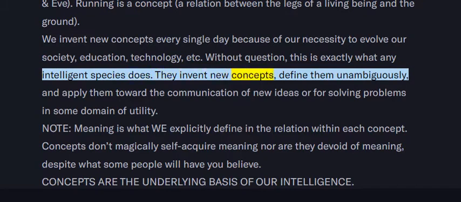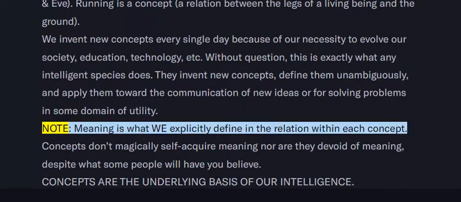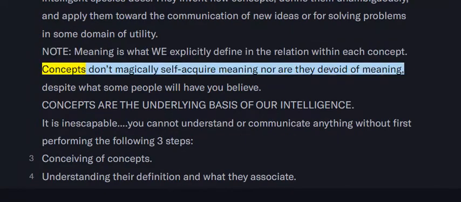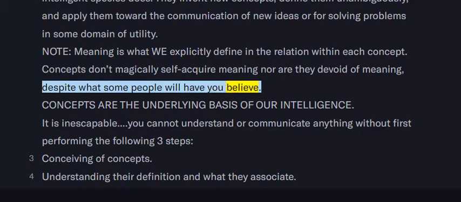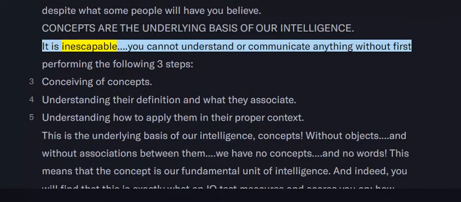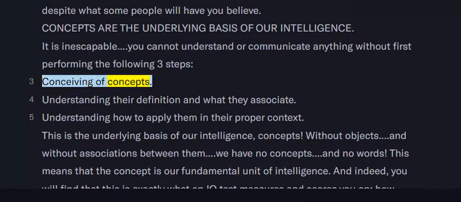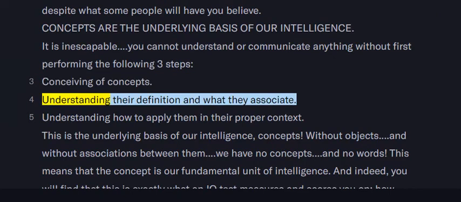They invent new concepts, define them unambiguously, and apply them toward the communication of new ideas or for solving problems in some domain of utility. Note, meaning is what we explicitly define in the relation within each concept. Concepts don't magically self-acquire meaning, nor are they devoid of meaning, despite what some people will have you believe. Concepts are the underlying basis of our intelligence. It is inescapable. You cannot understand or communicate anything without first performing the following 3 steps. Conceiving of concepts. Understanding their definition and what they associate.